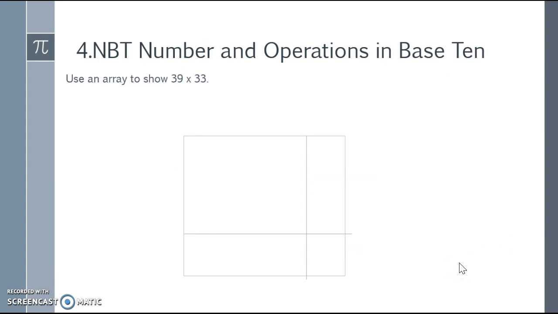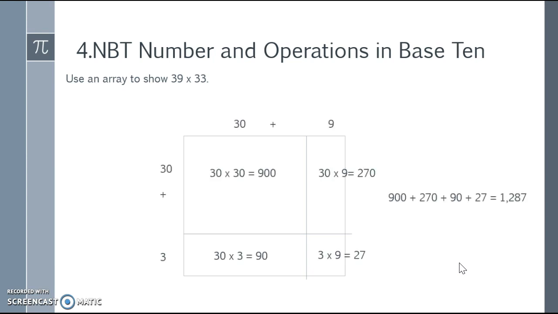Use an array to show 39 times 33. So break this up into the tens and the ones and see if you can't do the multiplication using the array model. Pause the video, come back, and we'll talk about it. It doesn't matter if you used 39 on the top or on the left. It doesn't matter, you'd still end up with the same result and the same separations.